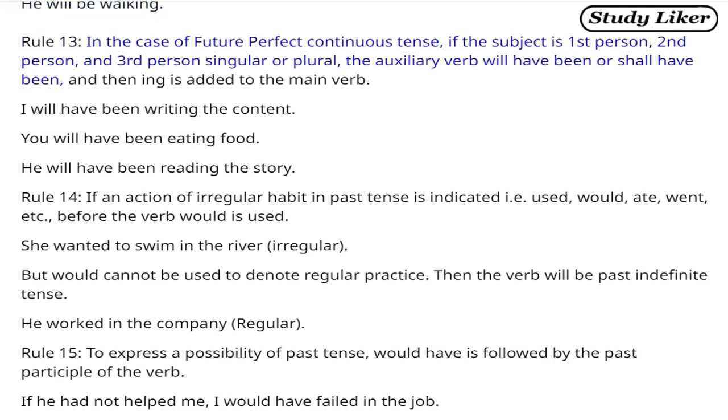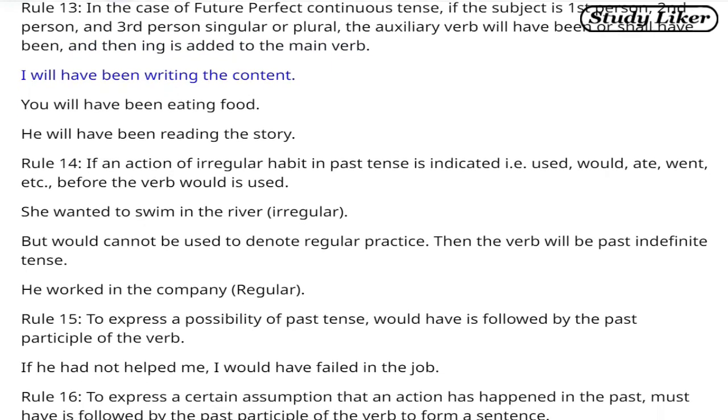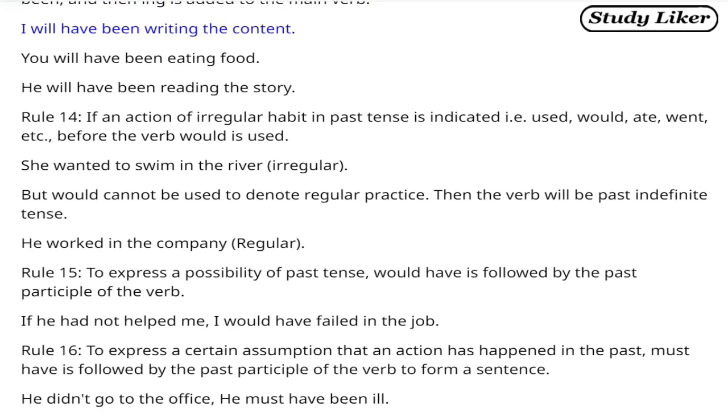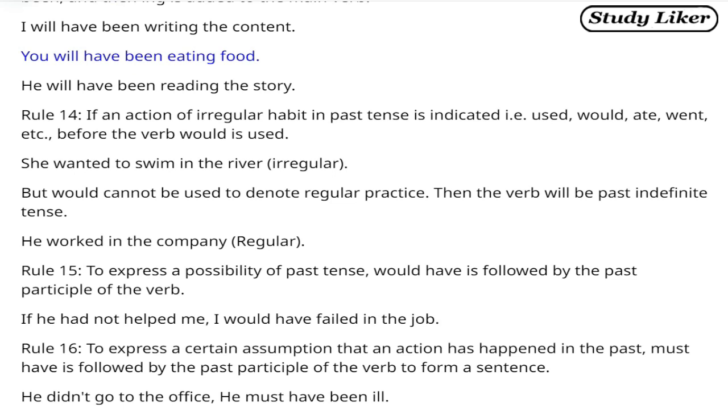Rule 13. In the case of future perfect continuous tense, if the subject is first person, second person, and third person singular or plural, the auxiliary verb will be will have been or shall have been. And then ing is added to the main verb. I will have been writing the content. You will have been eating food. He will have been reading the story.